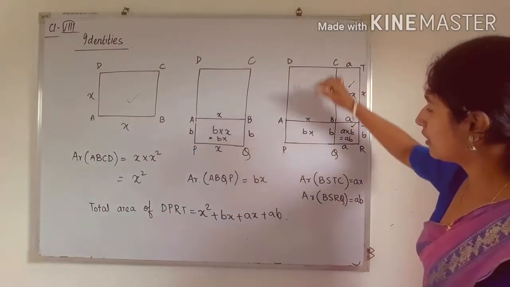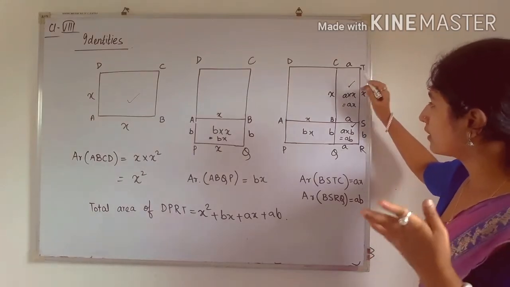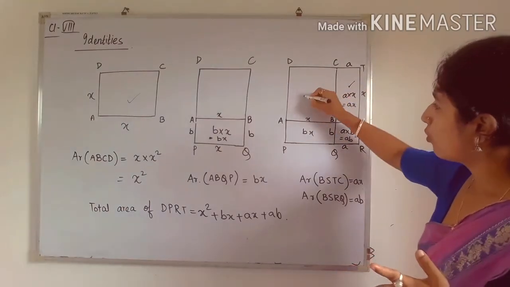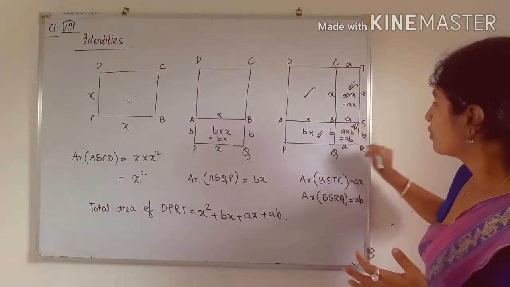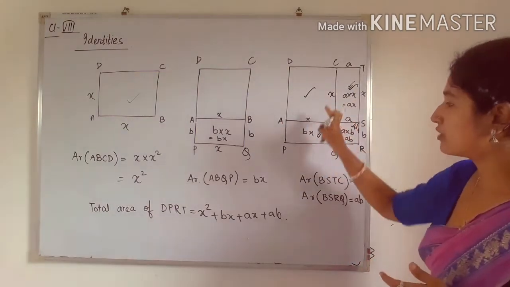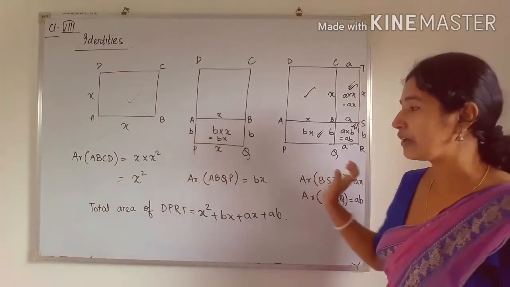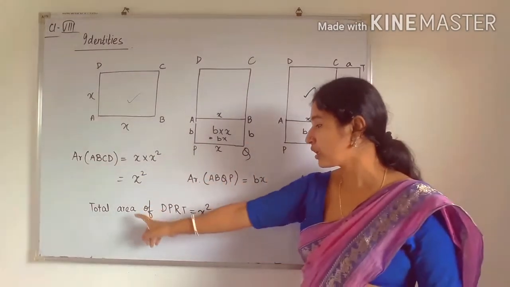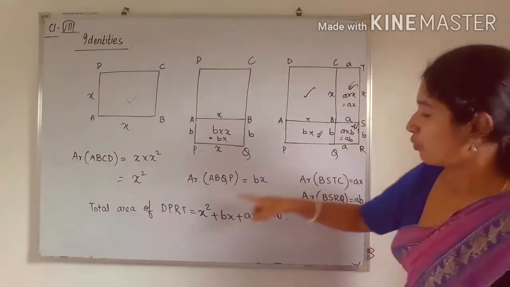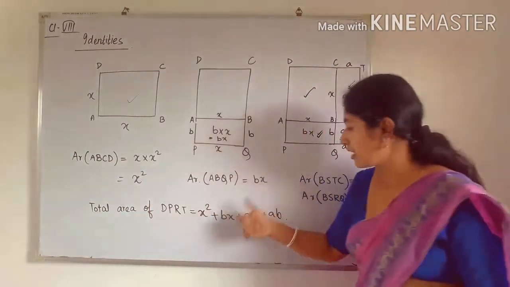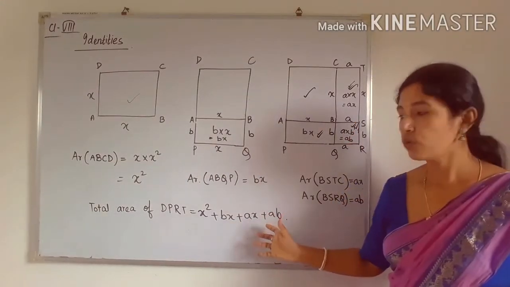Okay, so what will be the total area of this region? That means DPRT. See how many parts are there in this particular rectangle? 1, 2, 3. This is 4. Okay, so in total there are 4 parts. So individually we have written all the areas. Now we are going to add all the areas. So what will be the total area of DPRT, this whole region? X square plus BX plus AX plus AB. Okay, I think you got this one.